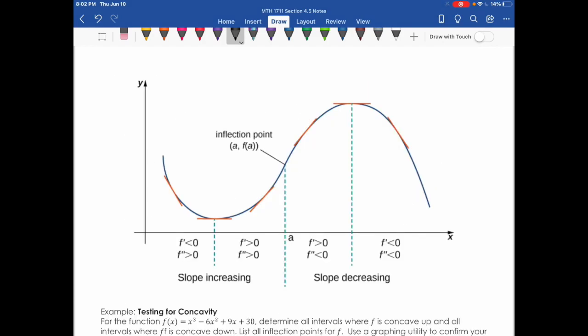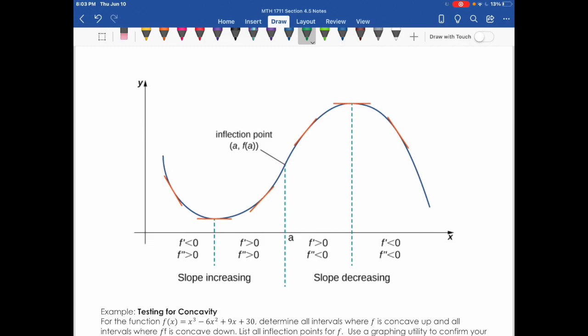Now, this graph here that I got from the book does a really good job of showing the difference between the first derivative and the second derivative. If you look on the interval I'm tracing here in green, from here to here, that's concave up. So on these two intervals, the second derivative is positive. Now, here's our inflection point, and this is where the graph is concave down. So my second derivative on this interval is negative.